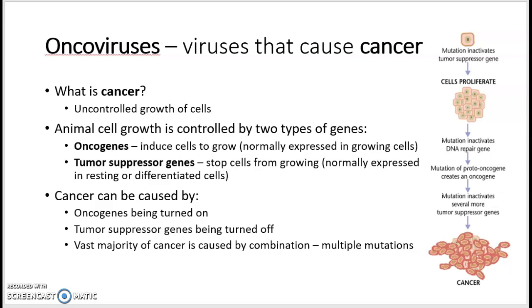And cancer is caused by oncogenes being turned on when they're not supposed to be, or tumor suppressor genes being turned off when they're supposed to be on. The vast majority of cancer is caused by a combination of these, multiple mutations that lead to the uncontrolled proliferation of cells.